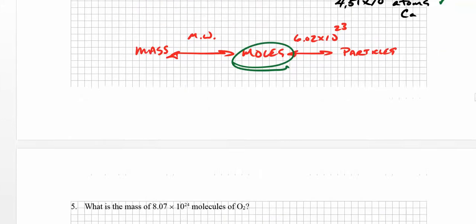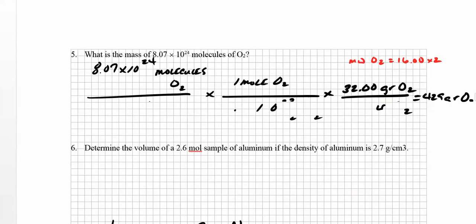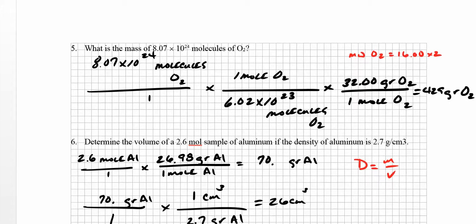Let's look at number 5. What is the mass of 8.07 times 10 to the 24th molecules of oxygen gas? That's what I've been given. I'm looking for mass. So 8.07 times 10 to the 24th molecules of oxygen gas over 1. Whatever's in the upper left goes into the lower right, right? So I'm looking for mass, and I'm starting with particles, so I have to go through a mole intermediate.